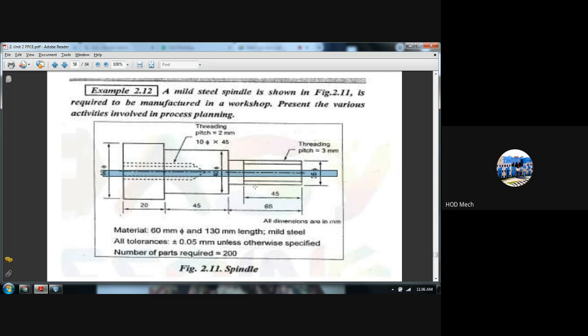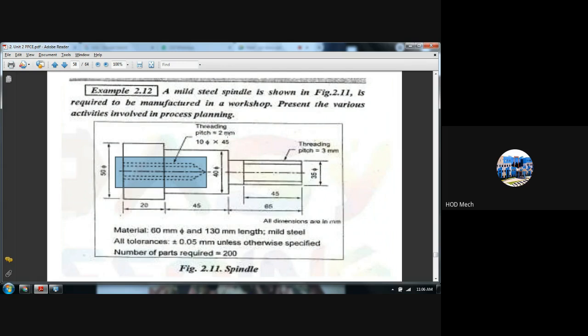The third is, what is the additional work that has to be done? You can find that there is an external thread here. The pitch of the thread is given as 3 mm. And here you have an internal thread.